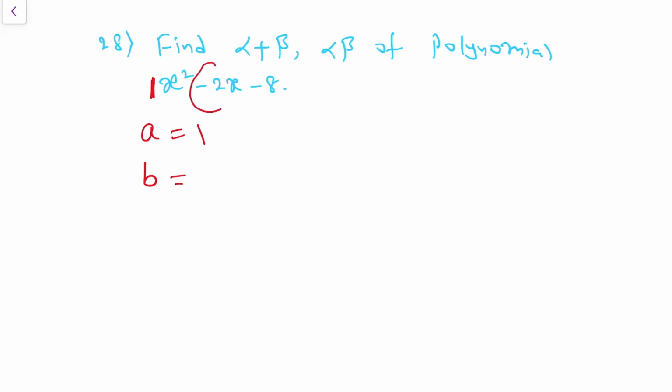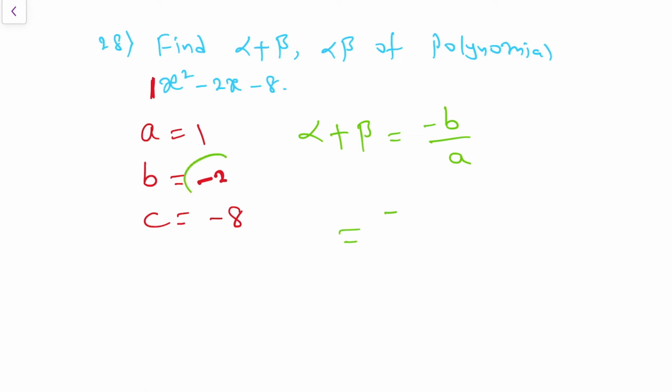Here, before x, the b value is minus 2. Whatever the constant is there, that is c, minus 8. Now let us check the formulas. Sum of the zeros, that is alpha plus beta, the formula is minus b by a. Minus, as b value here is minus 2, divided by a value 1.